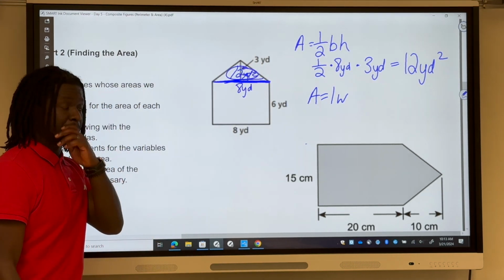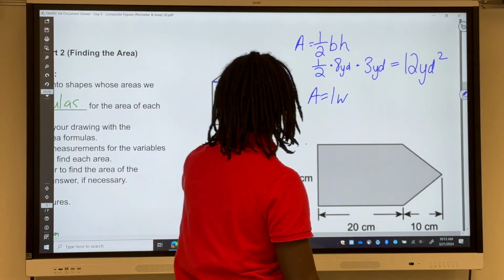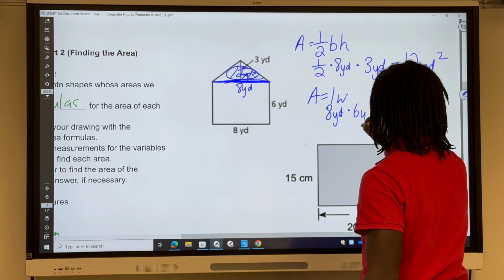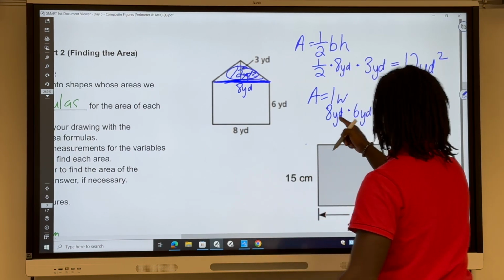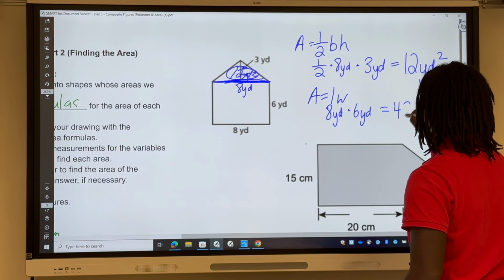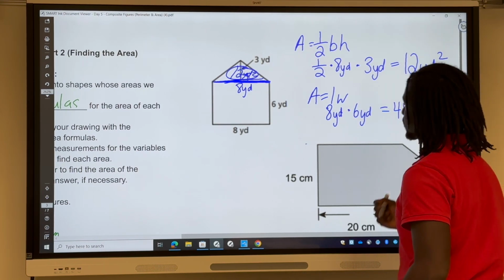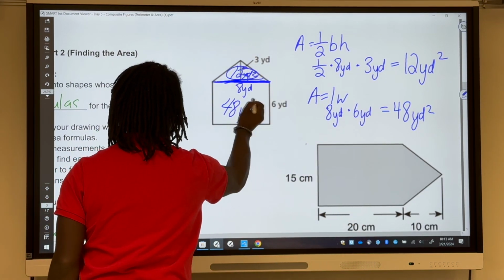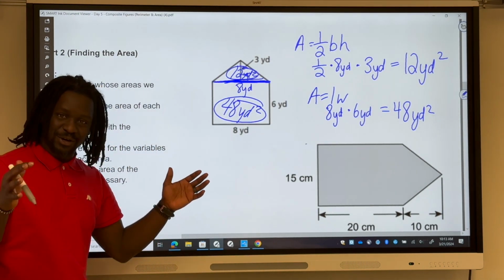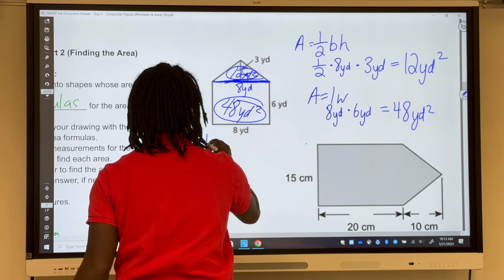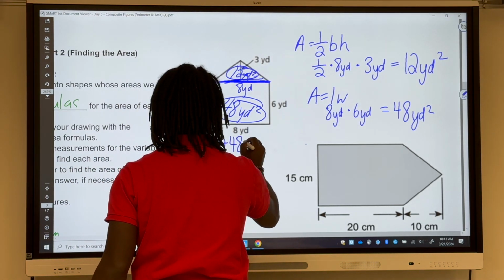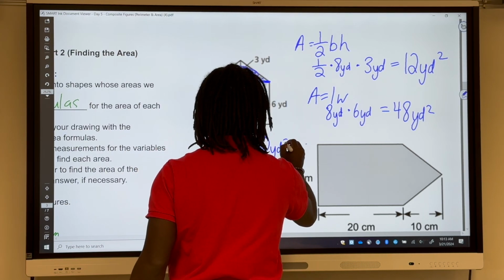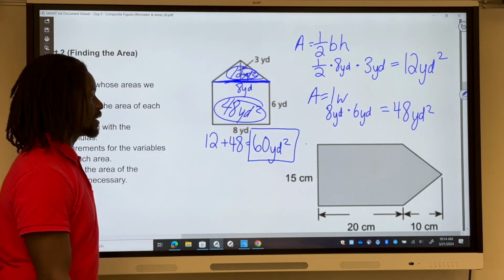That is the area for the triangle. Now, let's do the rectangle. We got length times width, so 8 yards times 6 yards. Multiply those, 8 times 6, and that gives me 48 yards squared. So the 48 is the area for the rectangle. Now to find the area of the whole figure, I'm going to add 12 plus 48, and that will give me 60 yards squared is the area of the whole figure.